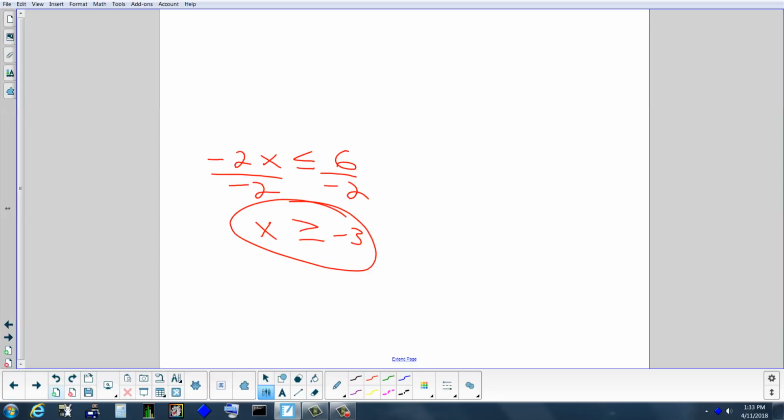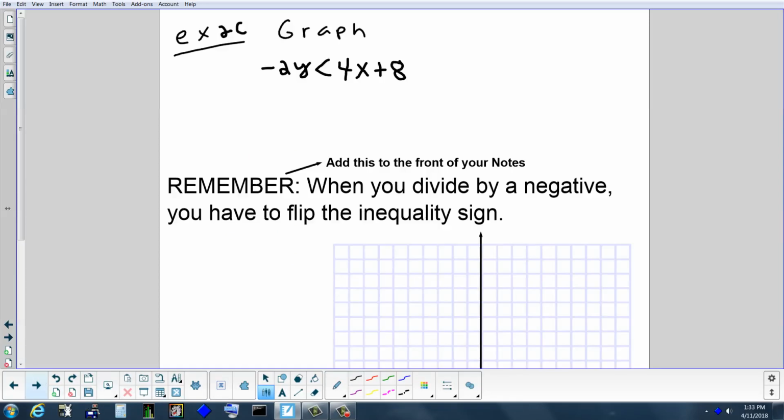Okay, so guys, I need you to remember, when you divide by a negative, you have to flip the sign. If you don't flip it, you're going to shade in the wrong spot. So this is going to be our last question. So remember, when you divide by a negative, flip the sign. You don't have to change anything else. That's the only thing that's different.